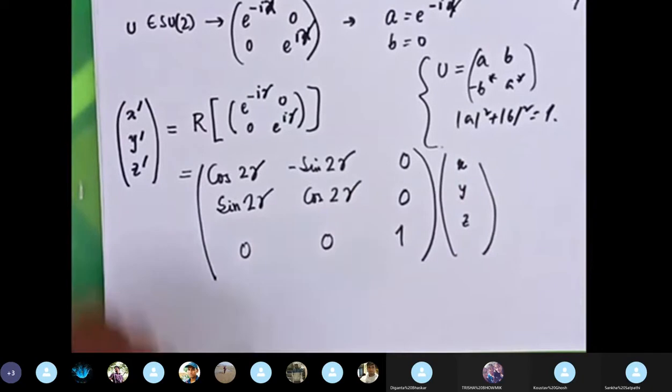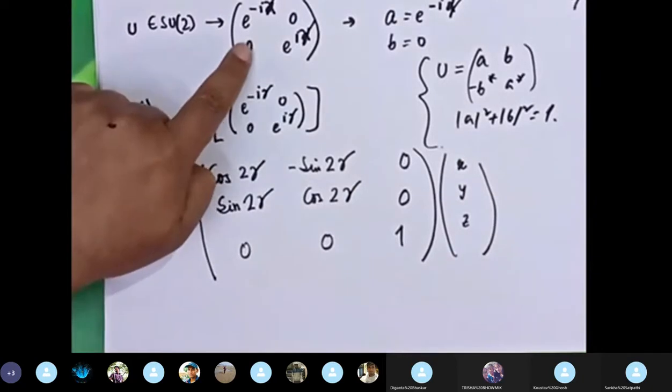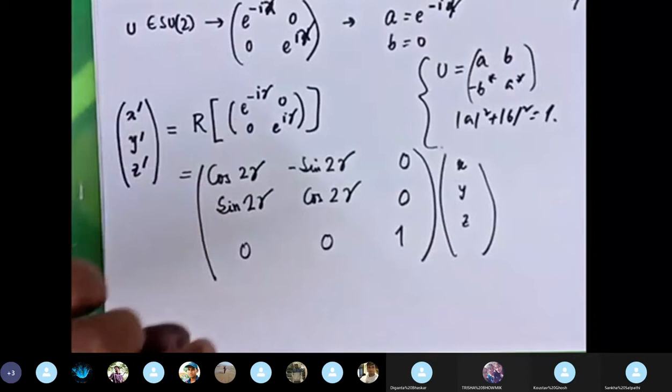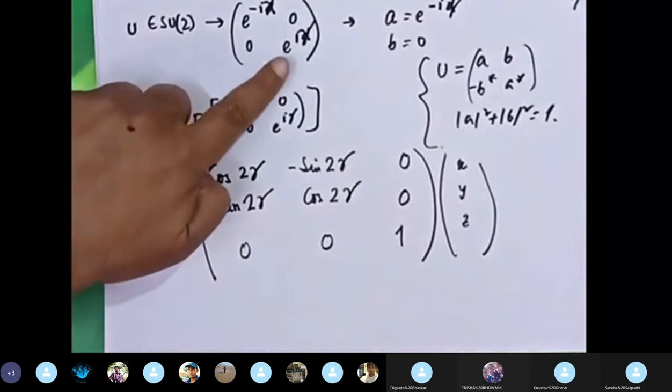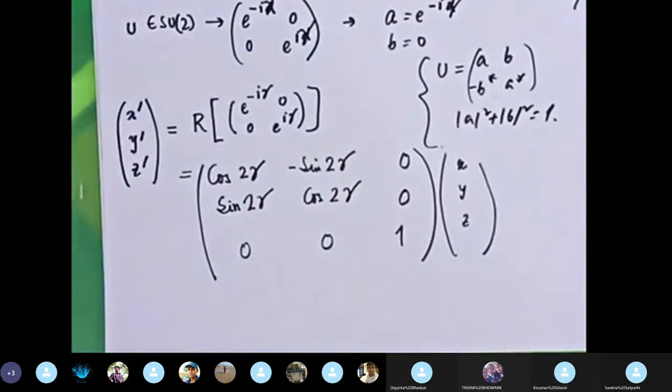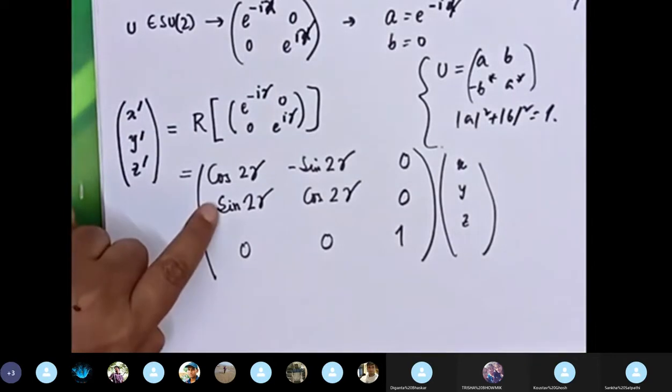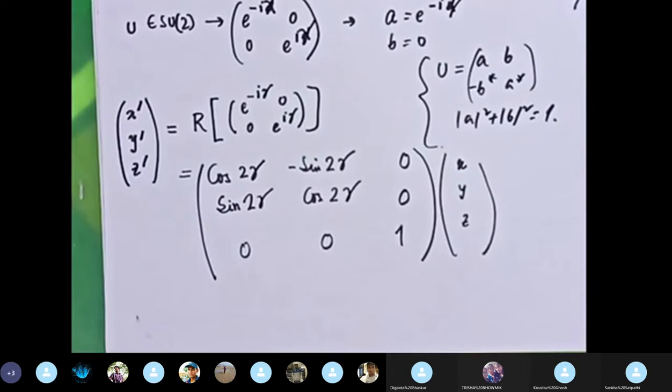So if you choose this matrix, this particular type of matrix, which is not all SU2 matrices, only one particular class of SU2 matrices parameterized by this kind of transformation, then the corresponding matrix R, SO3 matrix, is basically this matrix, which is a rotation about what axis? Z axis. Clear?